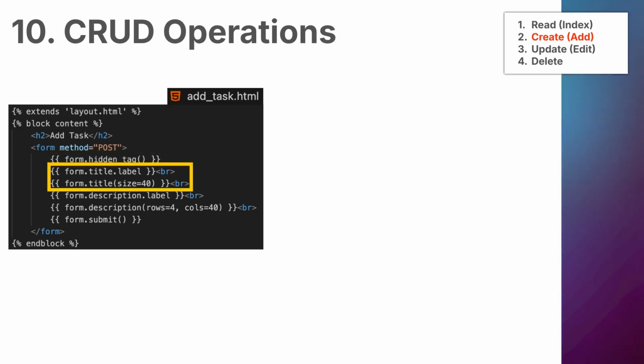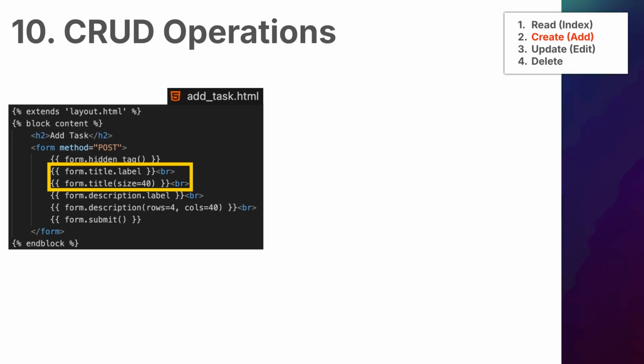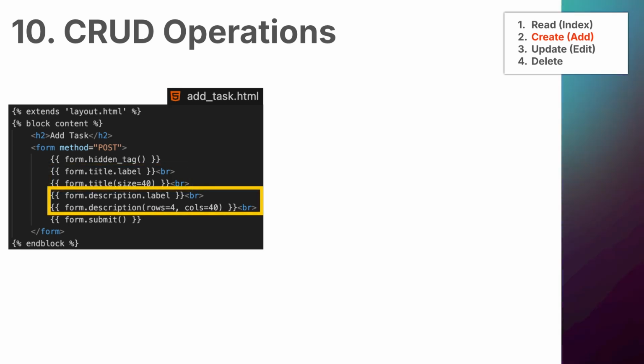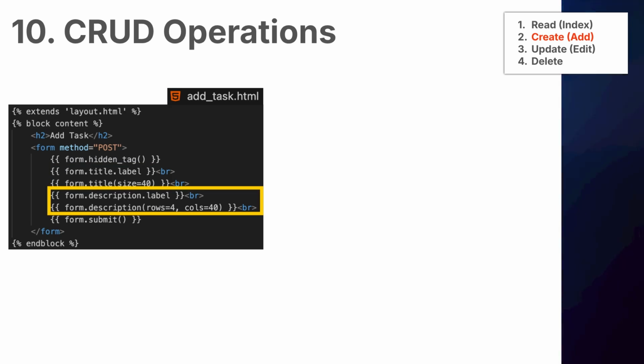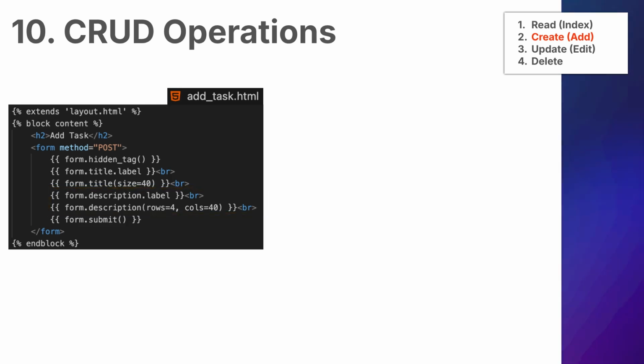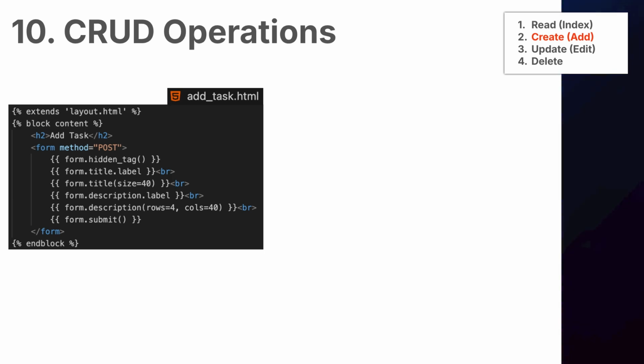This part displays the label and input field for the title form field. Size 40 sets the input box width, and br adds a line break between elements. This displays the label and text area for the description field. Rows and cols control the size of the text area. The form submit renders the submit button defined in your task form. Finally, this ends the form in the content block.